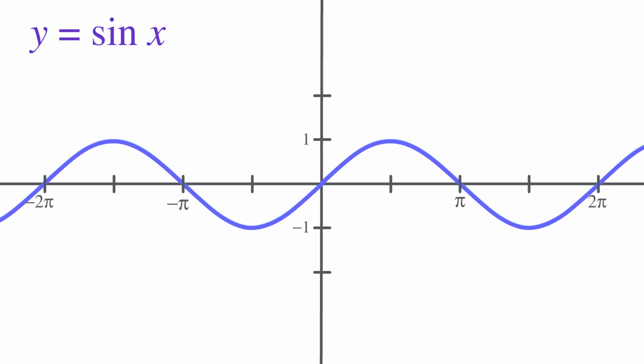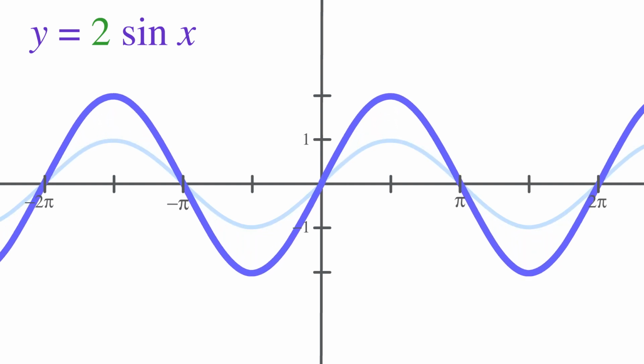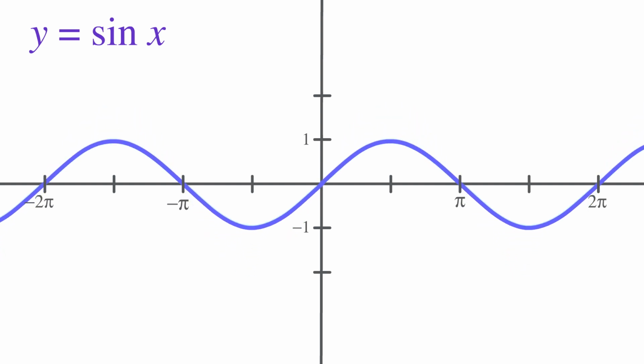If you multiply the sine function by 2, so that our equation becomes y equals 2 times sine x, every y value gets doubled. This will stretch the graph vertically by a factor of 2. Notice that points on the x-axis stay there, but the rest of the graph is stretched away from the x-axis. You can multiply by any scale factor you like. If you want to shrink the graph vertically, multiply by a number smaller than 1, like 1/2 or 0.7.